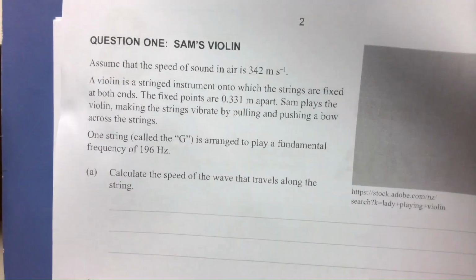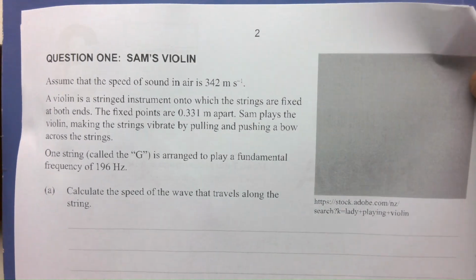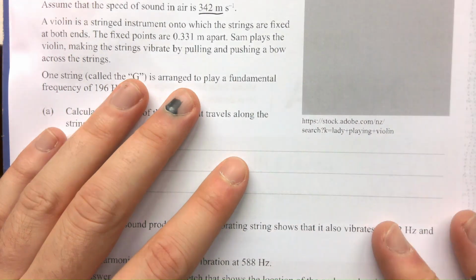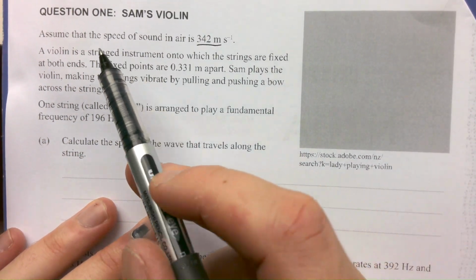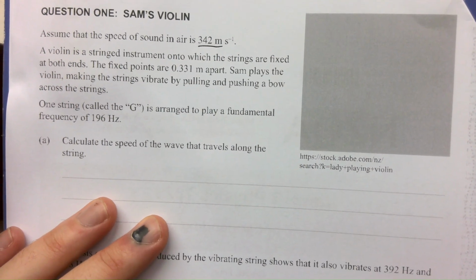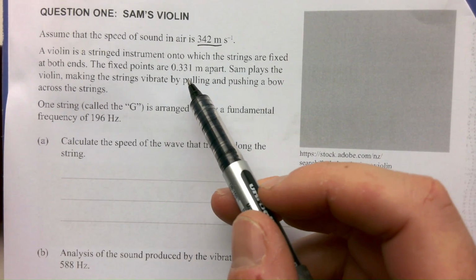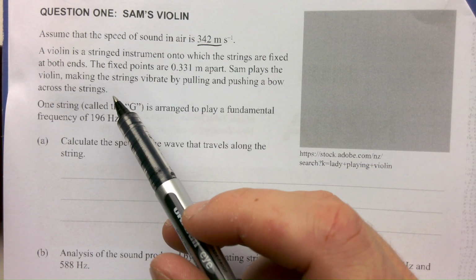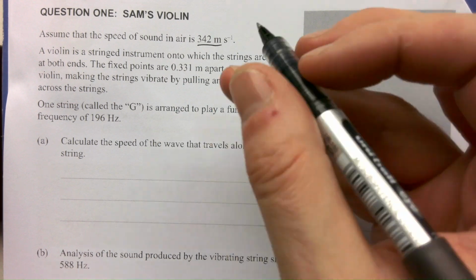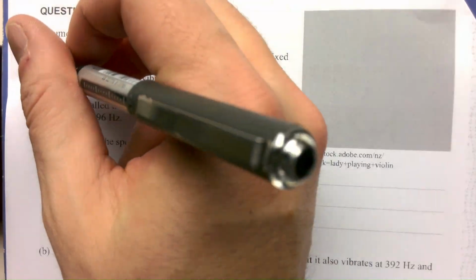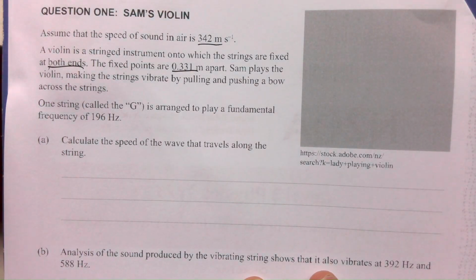Alrighty, question 1. Sam's violin. Assume that the speed of sound in air is 342 meters per second. Now we're told that a violin is a stringed instrument onto which the strings are fixed at both ends. The fixed points are 0.331 meters apart. Sam plays the violin, making the strings vibrate by pulling and pushing a bow across the strings. Okay, just underlining some key facts from there.